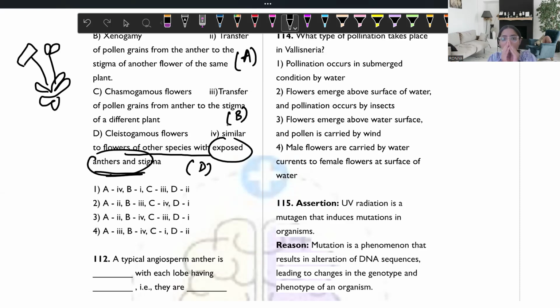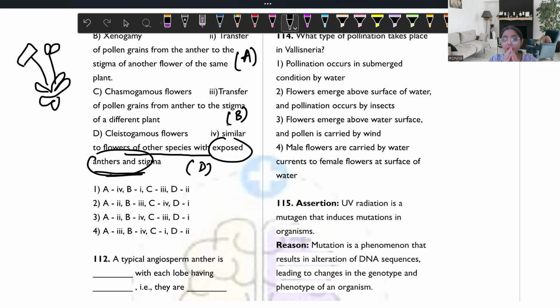So what happens? The stigma is present inside this flower. And if pollination has to occur, what pollen grain will come? The pollen grain which is of this flower only. Inside this flower, we have a pistil and a stamen. The stamen of this flower will produce pollen grains which will go and lie on the stigma of the pistil. So this type of pollination which is occurring is known as autogamous pollination.